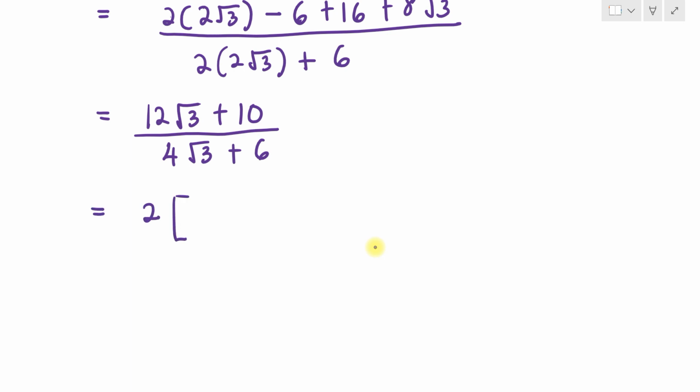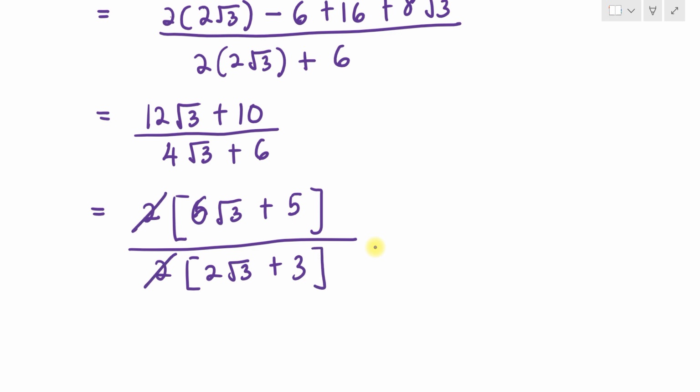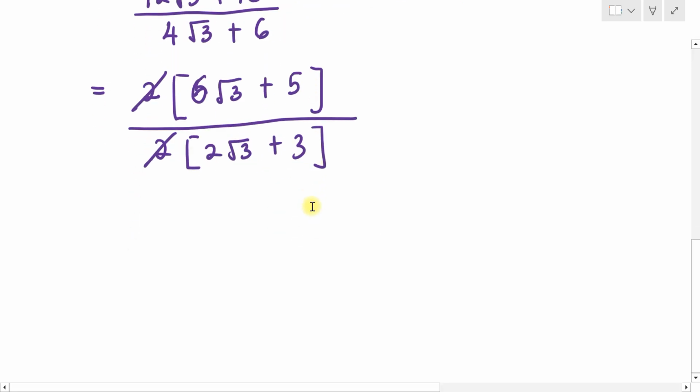Okay, of course we can take out 2. Factorize. 12 and 10 can divide by 2. 4 and 6 also can divide by 2. So 2 times 6√3 plus 5 over 2 times 2√3 plus 3. And then these two you can cut.